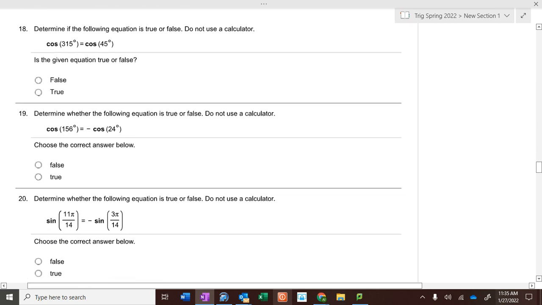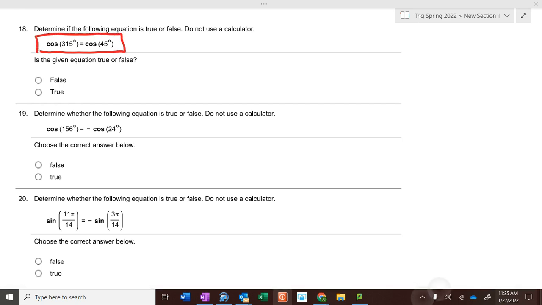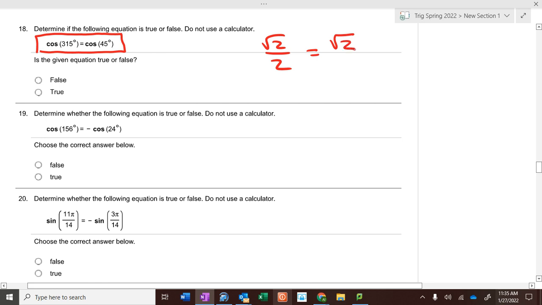And then, finally, it'll ask you, are these equal? Okay? Well, the cosine of 315 is a positive square root of 2 over 2. Cosine of 45 is a positive square root of 2 over 2. Are they equal? Absolutely.